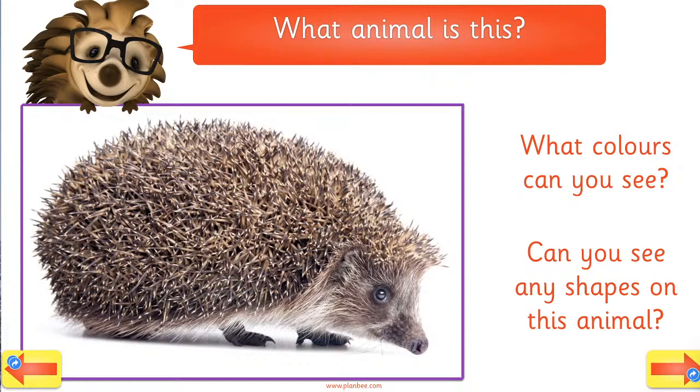So, does anyone know what animal this is? Okay, Katie says it is a hedgehog. Well done, it is a hedgehog. And it's brown, it's spiky, there's some really good adjectives there to describe the hedgehog. Can you see any shapes? If you were to draw this, what shape might you start with? What shapes can you see in this hedgehog?